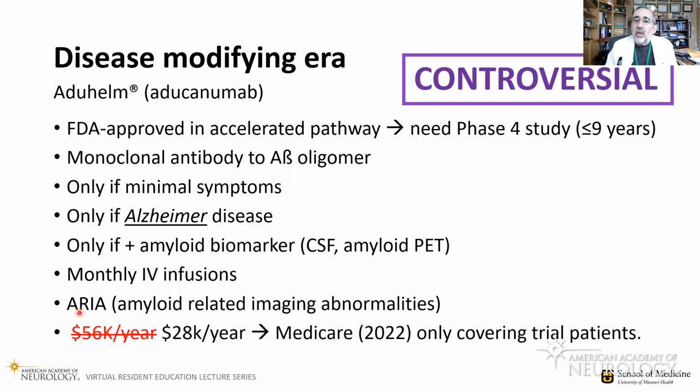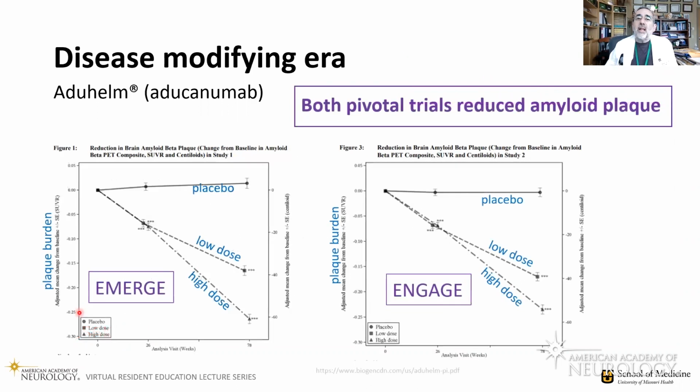Controversially, the drug was going to cost $56,000 a year, reduced later last year to the bargain rate of $28,000 a year. And then in January of 2022, Medicare said it was only going to be covered for people in clinical trials. These are the data, and this is the not controversial part. The drug definitely did, these data imply, remove amyloid plaque.